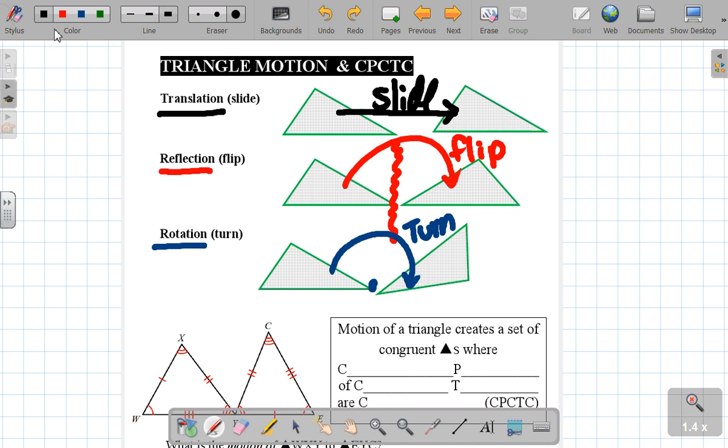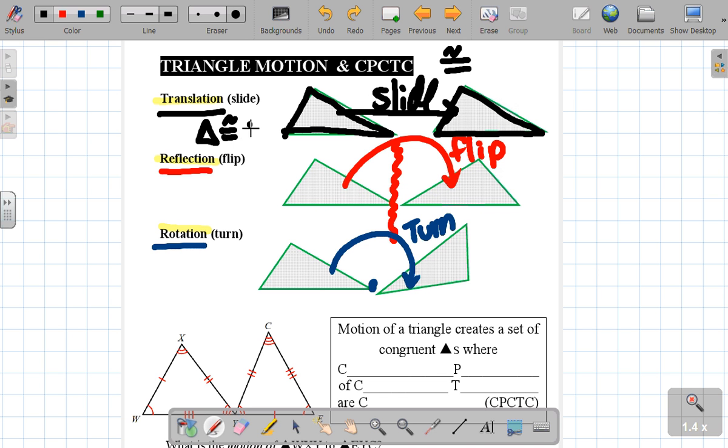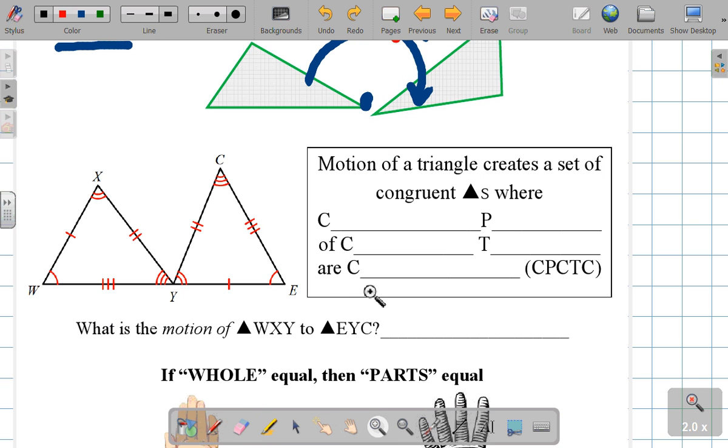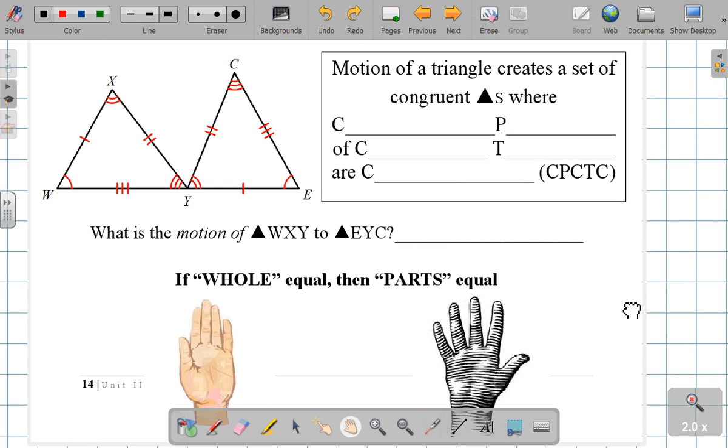And the main concept is, if you take any triangle and you send it to any one of these 3 motions, the 3 motions again, translation, reflection, rotation, your first triangle and the second image are congruent. So these motions create congruent triangles, which comes right down here.